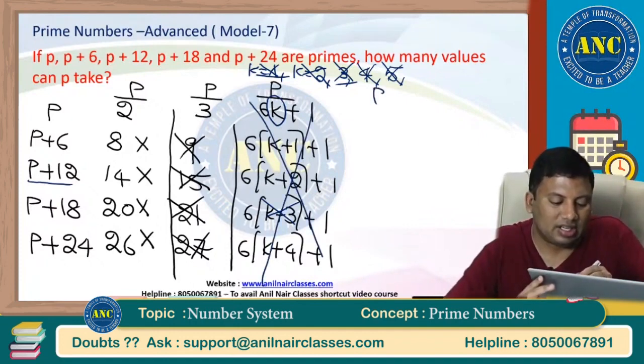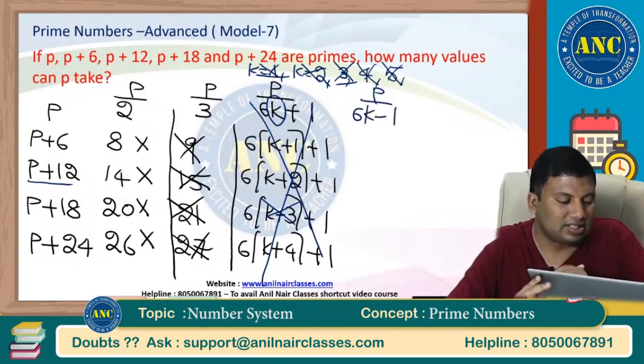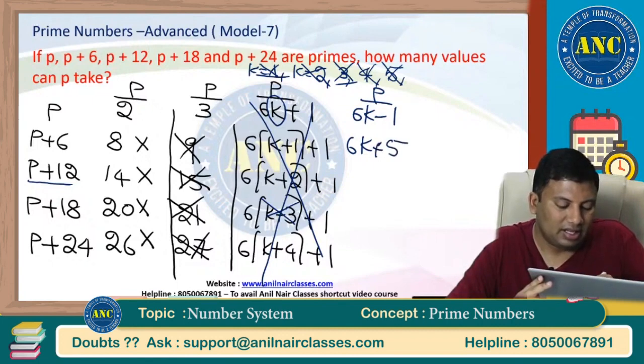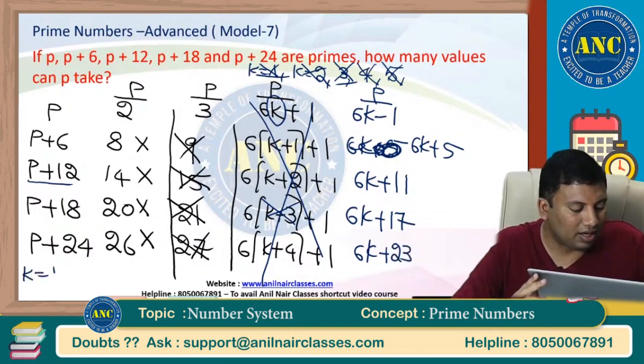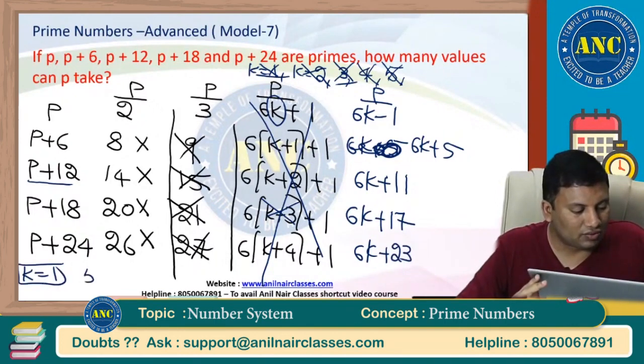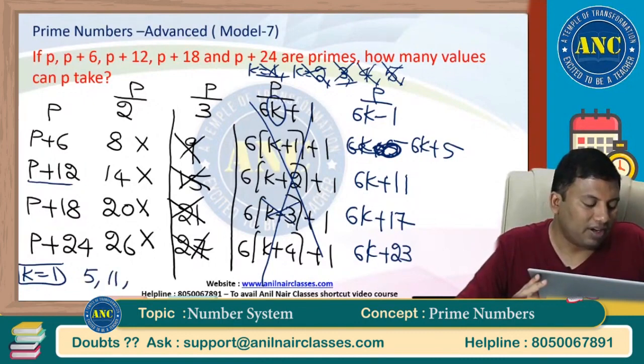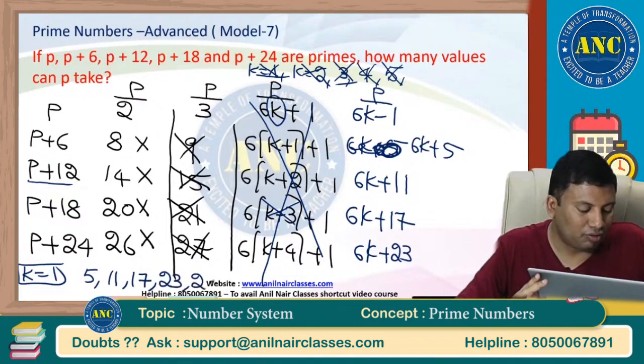Next, let us take 6k minus 1. If I take 6k minus 1, then 6k plus 5 is nothing but 6k minus 1 plus 6. It is nothing but 6k plus 11. This is nothing but 6k plus 17. This is nothing but 6k plus 23. If I put k equivalent to 1, 6 into 1 minus 1 is 5. 5 plus 6 is 11. 5 plus 12 is 17. 5 plus 18 is 23. 5 plus 24 is 29. 5, 11, 17, 23, 29.